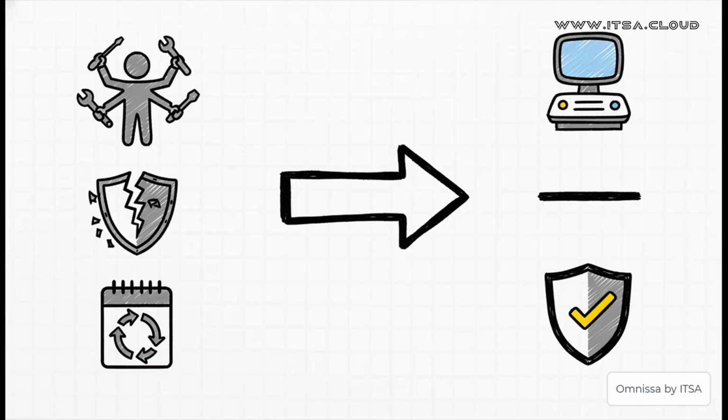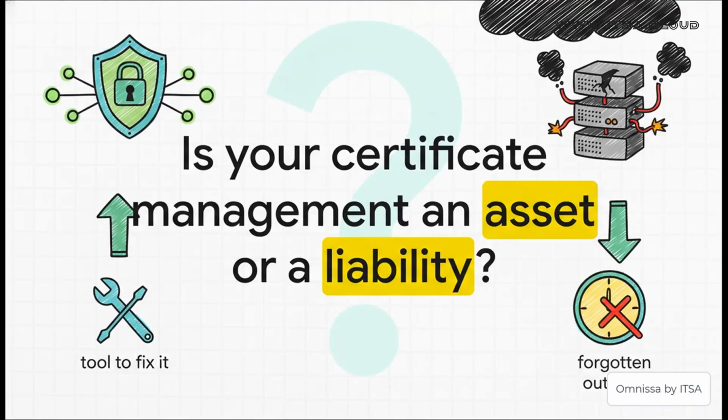So ultimately, Omnisa Horizon gives you the native tool you need to completely transform your certificate management. It lets you finally move away from that manual, risky, recurring process and into a future of centralized, simple, and secure control. And that really just leaves us with one final thought. Take a good hard look at your own environment. Right now, is your certificate management an asset that's actively strengthening your security, or is it a forgotten liability, just sitting there, waiting to cause the next major outage? The tool to fix it is already in your hands.